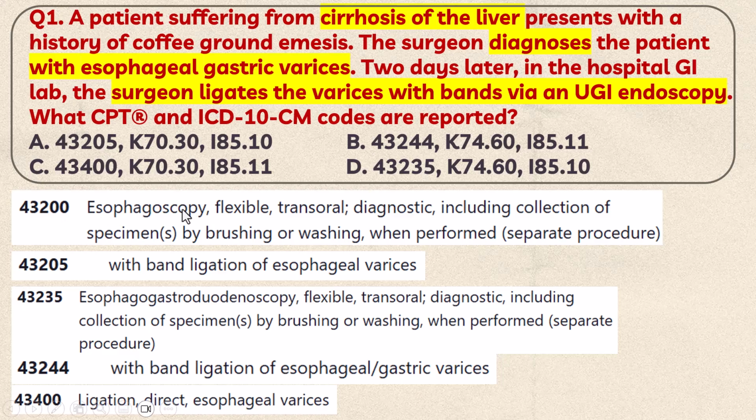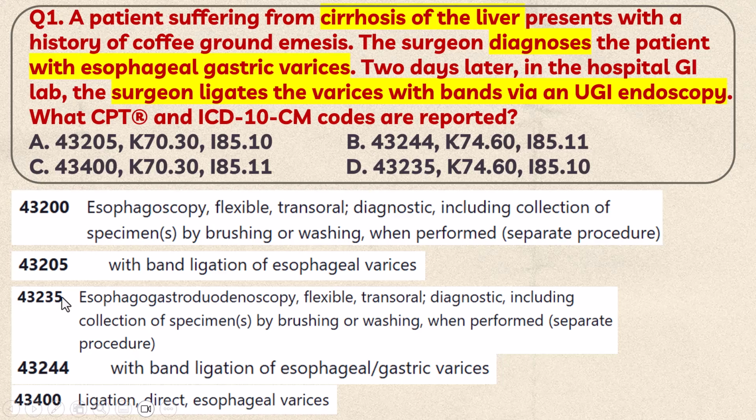43,200 is esophagoscopy, flexible transoral diagnostic including collection of specimens. 43,205 is with band ligation of esophageal varices. In our case, you can see the patient with esophageal gastric varices, so they are in the gastric and esophageal region. Surgeon ligates the varices, so both the esophageal and gastric region. But this code says ligation of esophageal varices. But when you look at the code 43,240, that is with band ligation of esophageal or gastric varices.